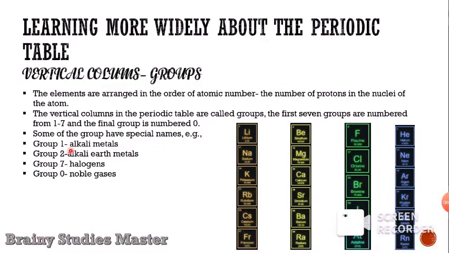Some of the groups have special names. For example, group 1 has the name alkali metals. This one is the alkaline earth metals. This is the halogens. And these are the noble gases. So they have divided the elements into different groups.